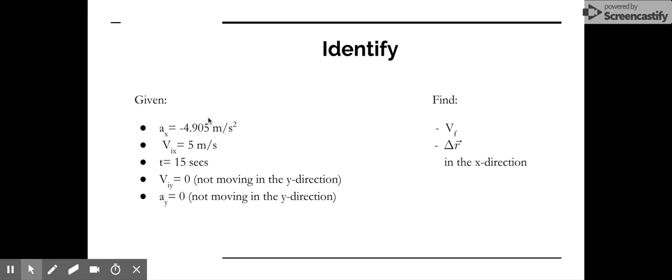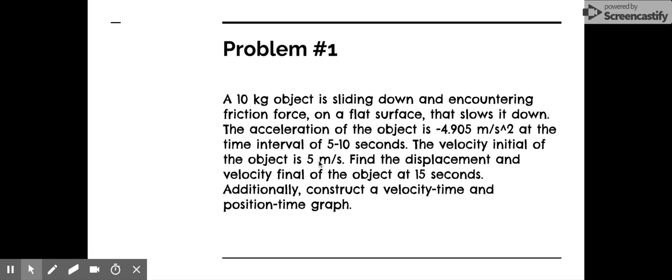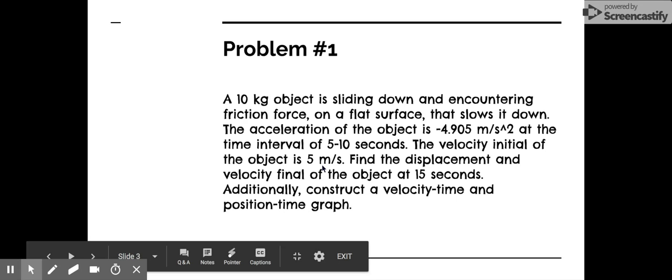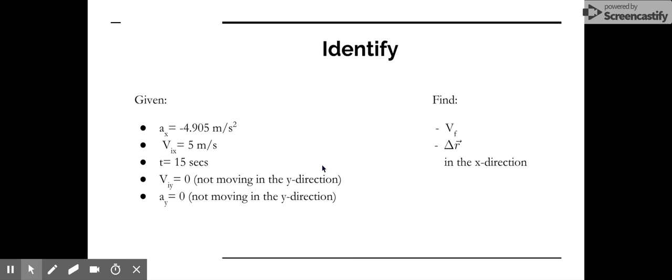And if you want to know how I found this equation value, you can always refer to the video that I've linked below this slide. And velocity initial in the x is 5 meters per second, as stated in the problem. And then we move on to time, which is for our first problem, we want to know the time at 15 seconds.